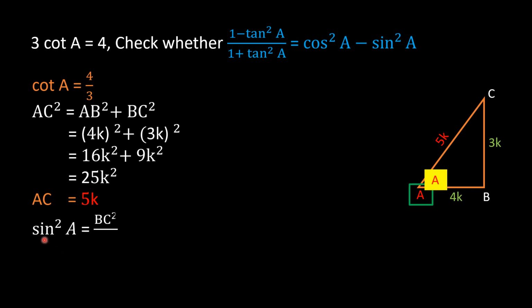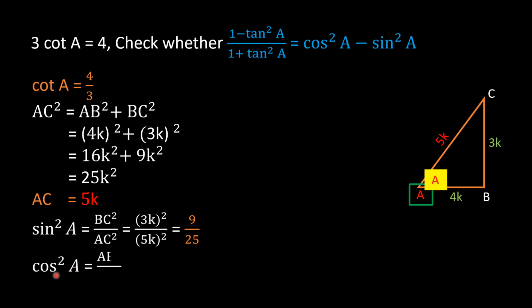First, sin square A will be BC square divided by AC squared. That is 3k squared divided by 5k squared. K squared gets cancelled with this k squared. 3 squared is 9, 5 squared is 25. So sin square A equals 9 divided by 25.